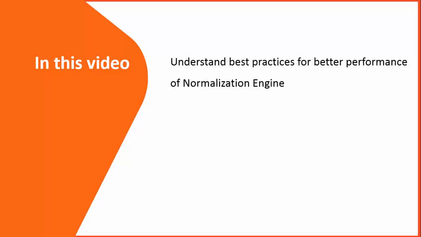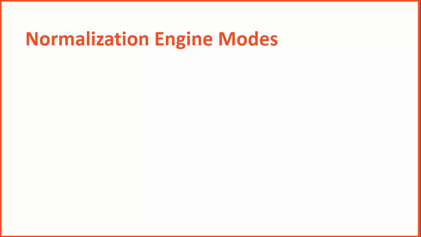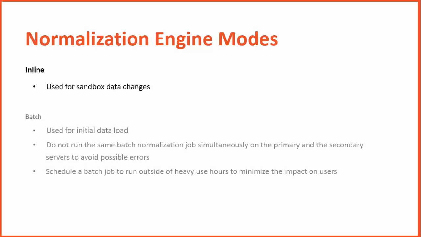In this video, we will understand the normalization engine best practices to achieve improved performance. Normalization engine modes. Normalization engine can be used in three different modes. One is the inline mode. Inline normalization is used when you have data changes to the sandbox. Second is the batch mode. This mode is usually used for initial data load when the volume of data is high.